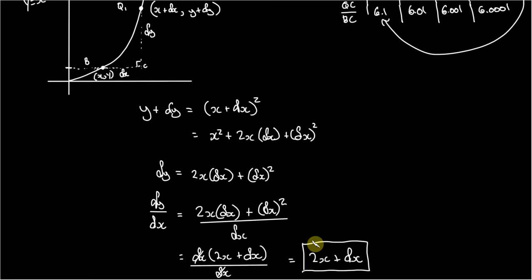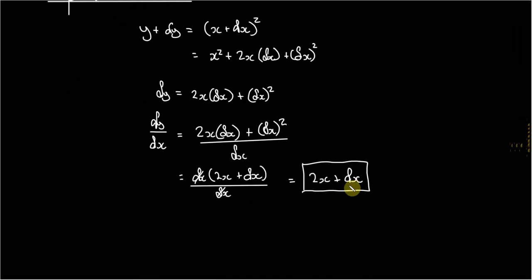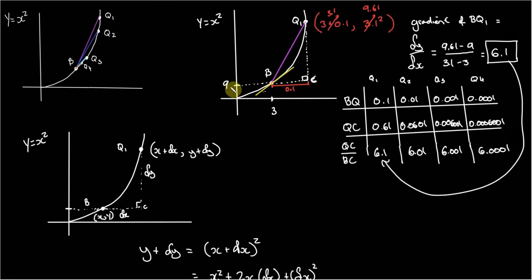Now this is really interesting. It's a very interesting result. As we let delta x become 0, we're just left with 2x. If delta x were to become 0, it's just 2x plus 0, so all we're left with is 2x. And why that's really curious is that this is the formula for the gradient of the tangent at Q, at our point B, I should say.